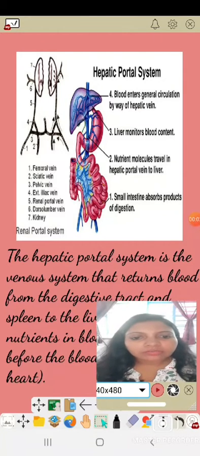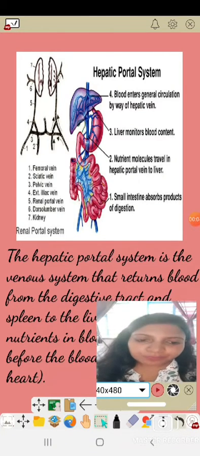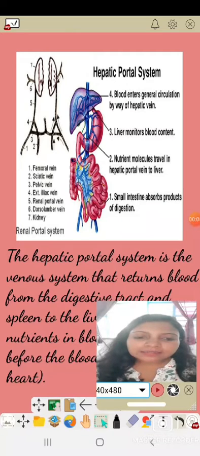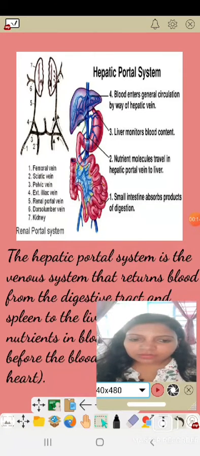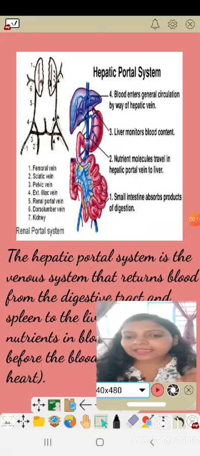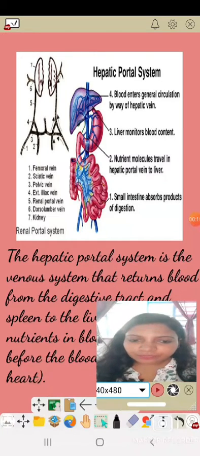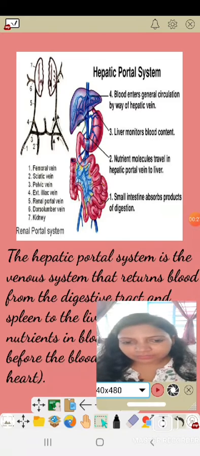So, continuing with the hepatic portal system, the veins that arise from the gut. Gut means stomach or intestines. So, the veins that arise from the gut do not directly enter the heart through the inferior vena cava. They enter the liver.